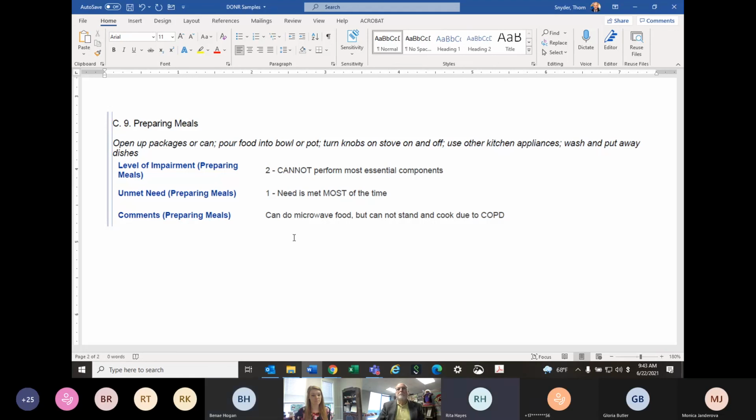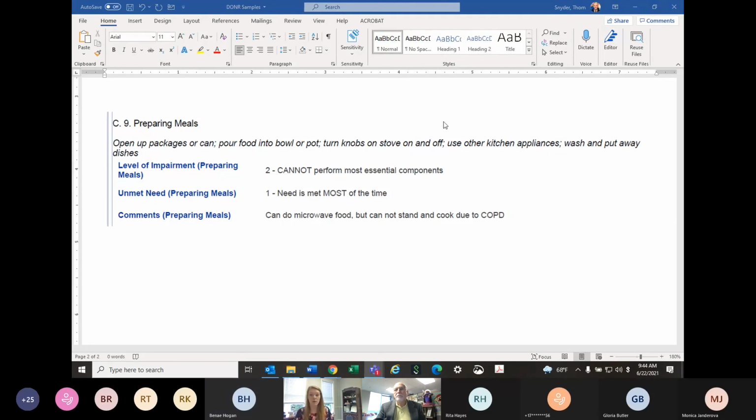Question about the lady who asked about preparing the food or cooking the food. Because this one is identified as preparing meals, is that something that we're not even looking at as far as cooking? On this one, it does say preparing meals, and that is a bit of a gray area, and that's why I always default to the essential components.